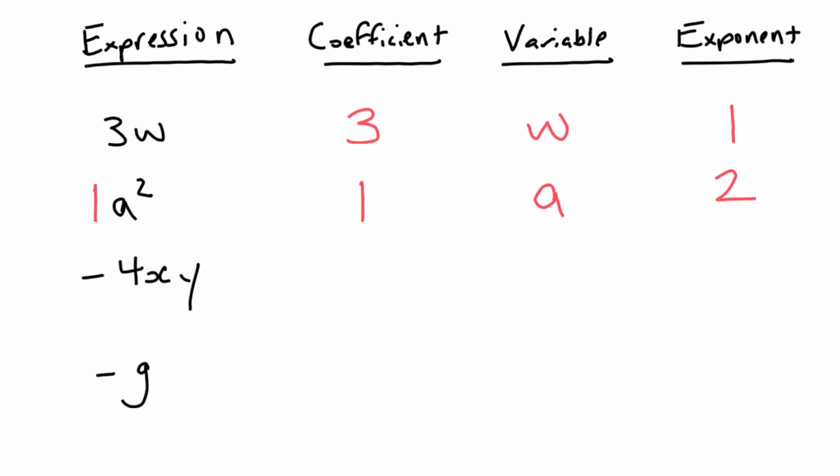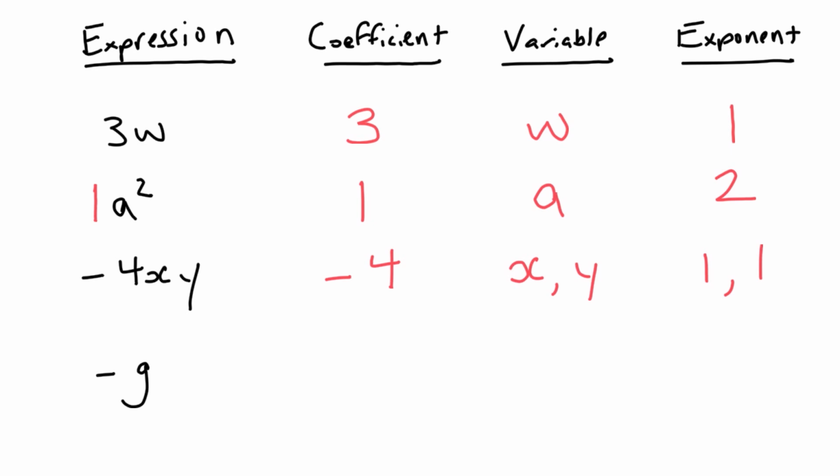Let's look at the next one. What is the coefficient in this case? It is negative 4. Don't forget about that negative. You can't just put positive 4. What is the variable? In this case, we actually have two: x and y. And what is the exponent? We have an invisible 1 for the x and an invisible 1 for the y. Don't get caught by that.